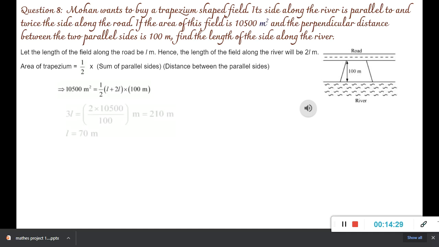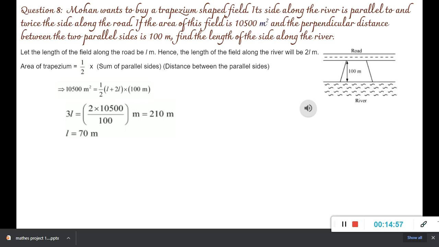Now area is already given. So that is 10,500 meter square. That is equal to half into L plus 2L, that is one side L and other parallel side 2L, into 100 meter. So L plus 2L will be 3L. That we can keep like that only. Other things we can shift to the other side. So 3L is equal to, here 2 is dividing, that will come as multiplication, and 100 is multiplying, that will be division.